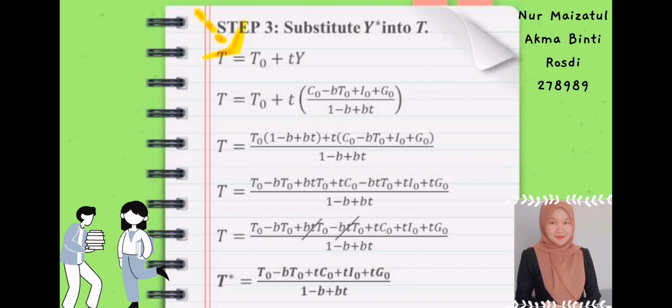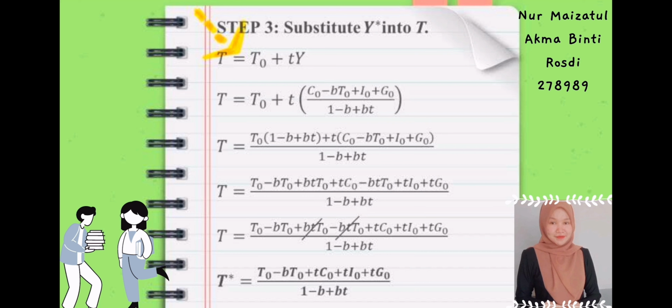Okay, now we can continue with step 3, which is we need to substitute Y into T. As we know, T equals T naught plus TY. Then we can replace the value of Y that we got in step 2 into the formula T, and we will get T equals T naught plus T times C naught minus BT naught plus I naught plus G naught divided by 1 minus B plus BT.